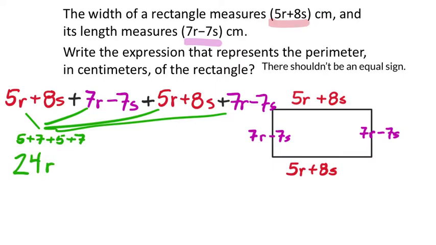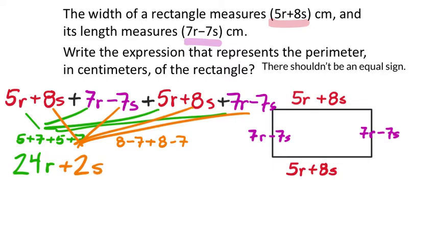And then we have the S terms. We got the 8 S's, negative 7 S's, 8 S's, and negative 7 S's. So again, in the calculator, that would just show us 8 minus 7 plus 8 minus 7. Okay, and that will result in positive 2 S's. Now again, you could reorder this and write it as 2S plus 24R. I'm not going to worry about that for this one. I'm just going to call that good.